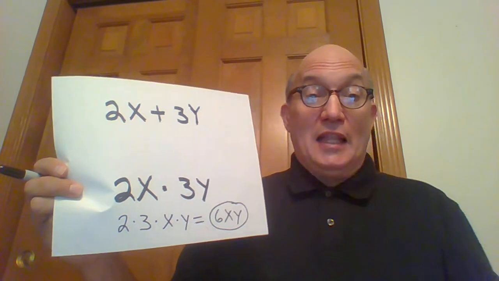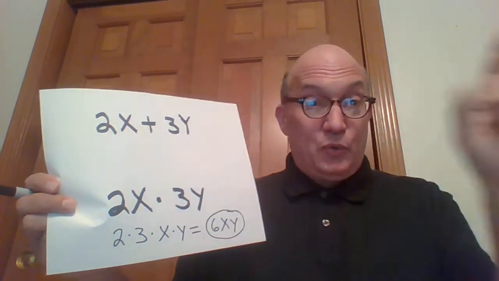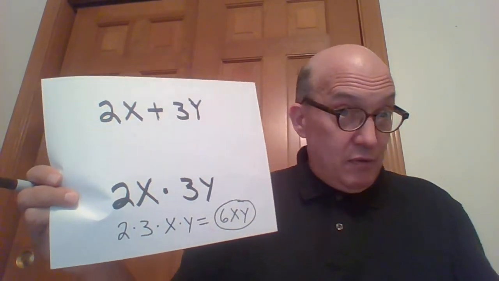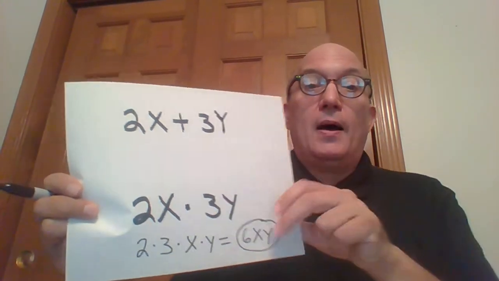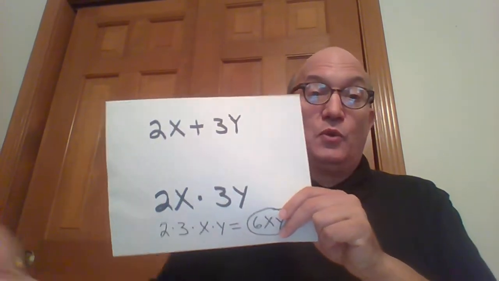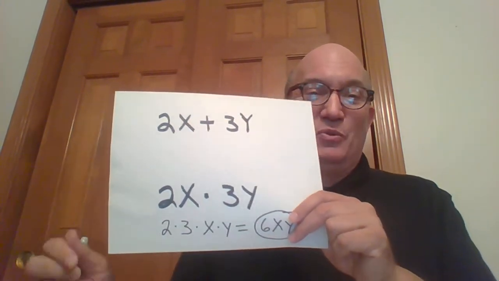You can only add like terms. You can add numbers with numbers. 8 plus 3 is 11. You can always add numbers. You can add x's with x's, you can add y's with y's, but you cannot add x's with y's.